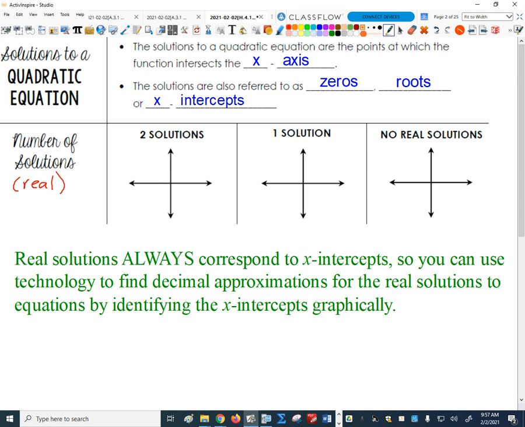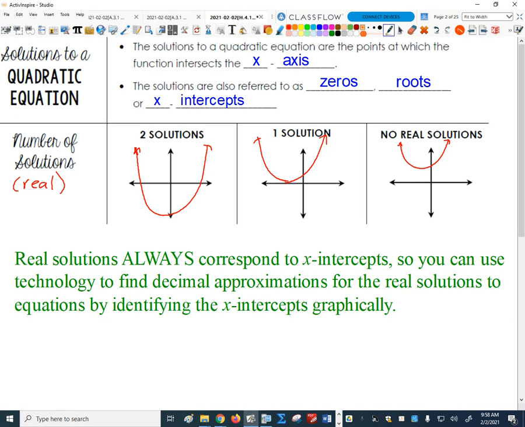The number of real solutions simply corresponds to the number of x-intercepts. So if I've got two solutions, that must mean that the parabola corresponding to the graph of our quadratic function intersects the x-axis in two places. We get two x-intercepts. If we have one solution, then that just means that the parabola only intersects the x-axis in one place, so we get one x-intercept. And if we get no real solutions, that would be a case where the parabola does not intersect the x-axis at all. Okay? So real solutions always correspond to x-intercepts.